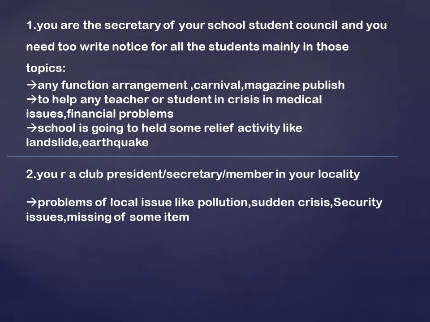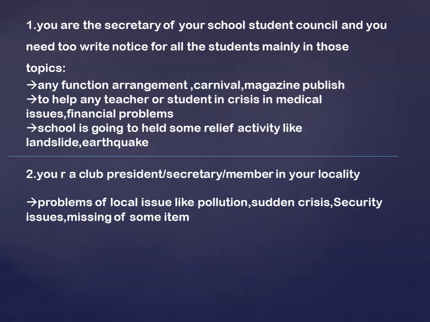The second thing is to help any teacher or any student in their crisis, in medical issues, in financial problems like this. Another one is that the school is going to hold some relief activity, like a landslide or earthquake happened and your school is going for relief activity, so you have to write a notice for donations from the students. Those are the topics mainly that we are going to cover according to your syllabus.